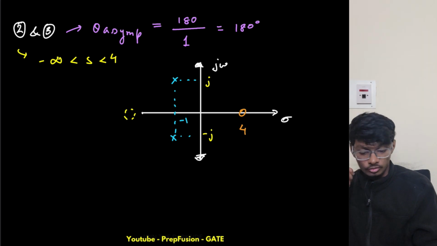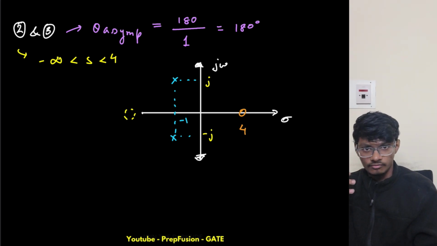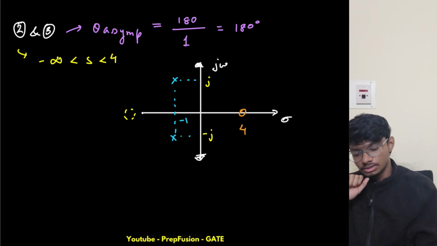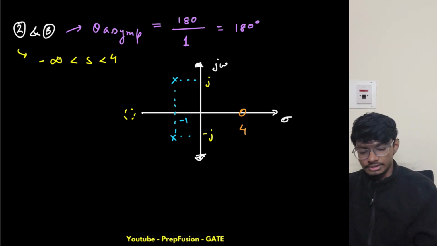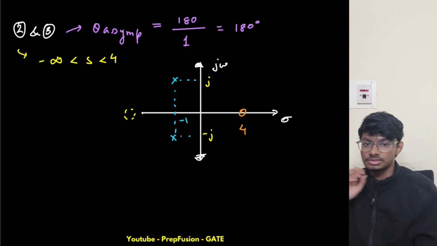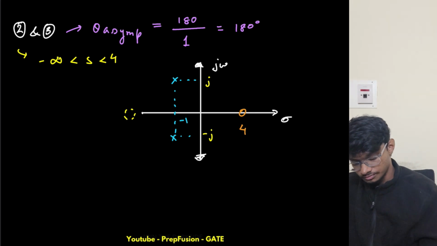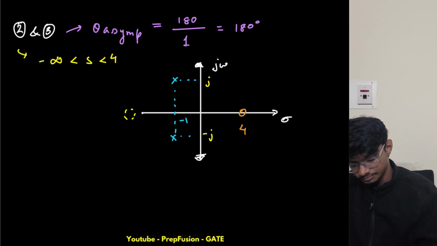I'm going very fast, but you have to go fast like this in the exam. Now what is the centroid? As the asymptote is lying on the real axis, there is no concept of centroid. So I write this one.